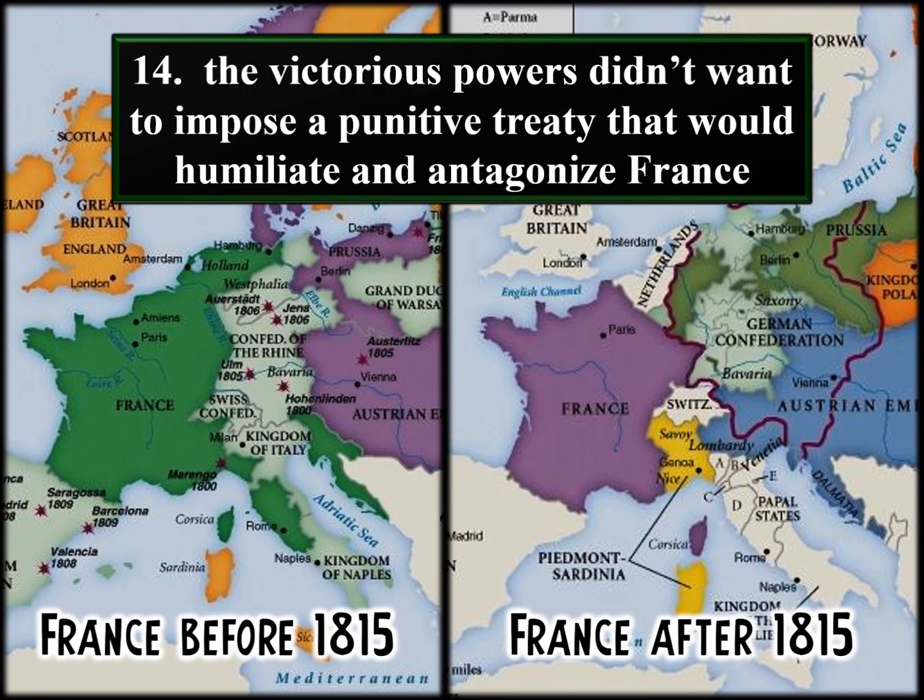The victorious powers did not want to impose too punitive of a treaty on France, however, that would humiliate and antagonize them and perhaps cause the people of France to rebel again. They had had enough of that. So if you look at the map here, France before 1815, and France after 1815, before 1815 they had a little more territory in the central part of Europe. But after 1815, they lost some of that central territory, but they did not absolutely lose everything that they had gained from the French Revolution. Ultimately, the borders that they had by 1792, they were allowed to keep.